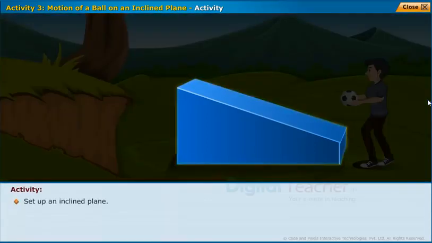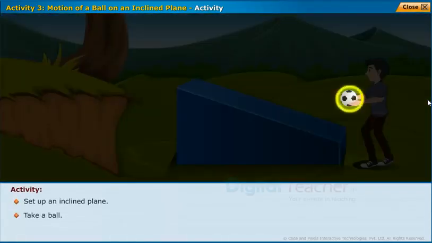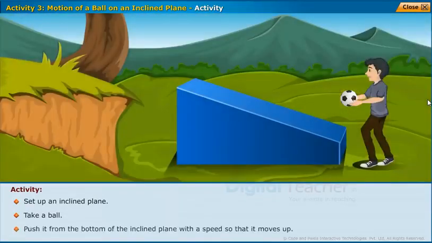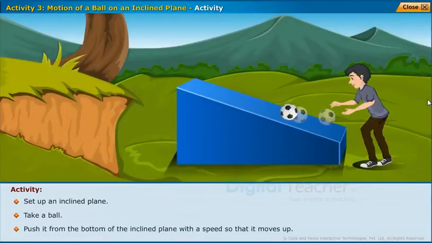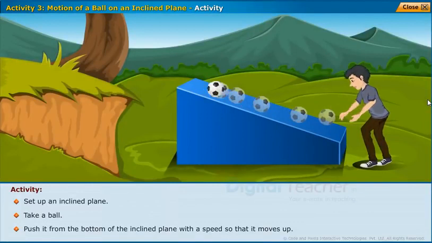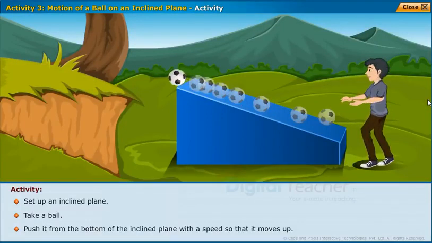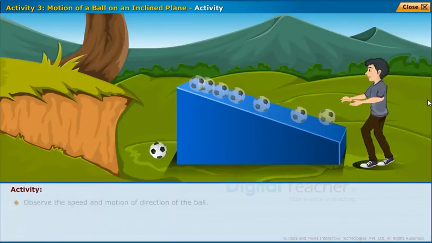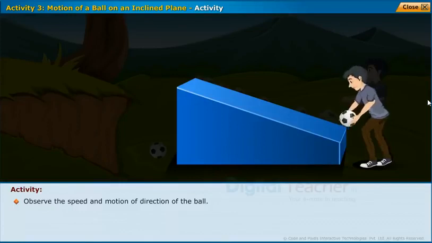Set up an inclined plane. Take a ball. Push it from the bottom of the inclined plane with a speed so that it moves up. Observe the speed and direction of motion of the ball.